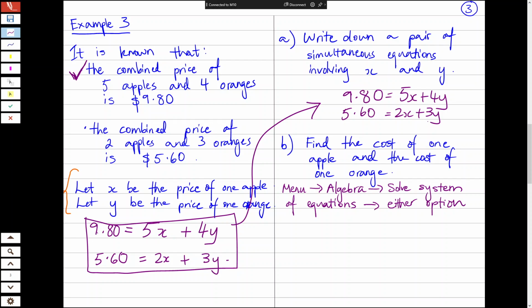So we've got the equations. Now we need to deploy the CAS calculator. So if you've got one, now's a good time to get it out. And I will just go next door to get the overhead projector so that I can show it on the screen.